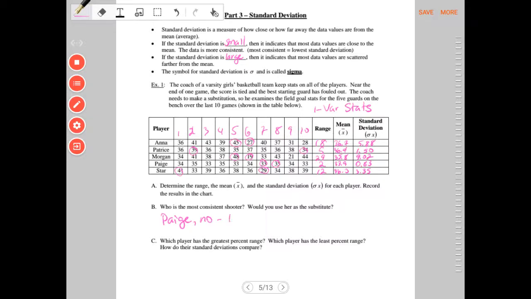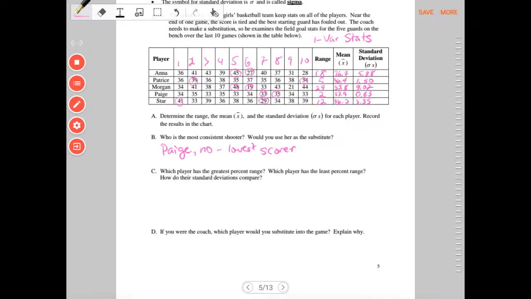No, lowest scorer. Okay. Part C, which player has the greatest percent range? Which player has the least percent range? How do their standard deviations compare? Okay, so the greatest range belongs to Morgan.